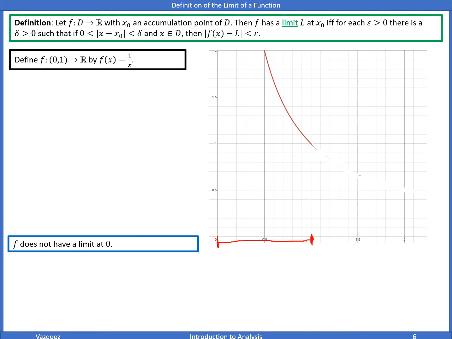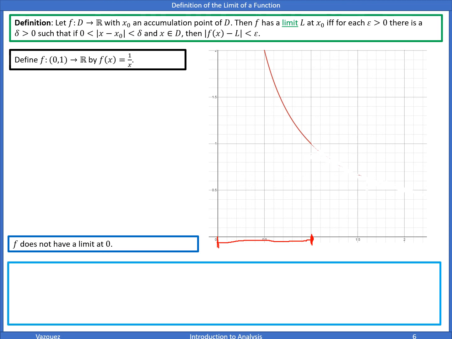So our conjecture is to say f does not have a limit at 0, right? Well, because remember, if you learn from calculus, well, it just goes to infinity, right? So it doesn't really have a limit. And again, we're going to show that that's true by showing that our definition cannot hold.